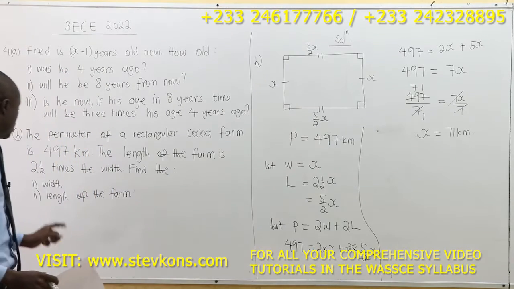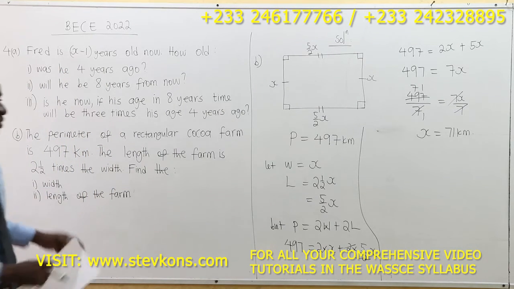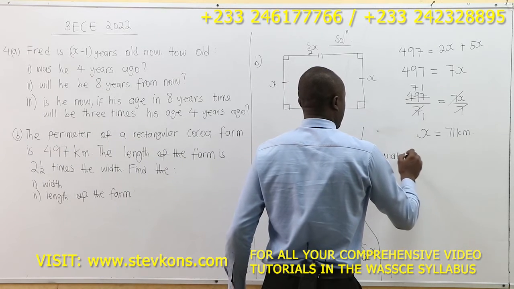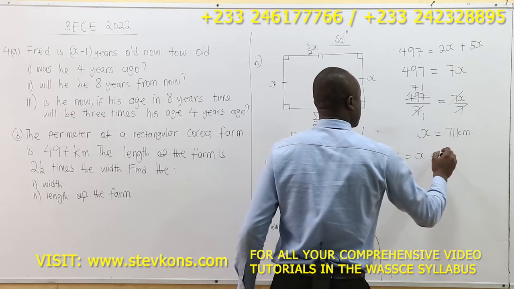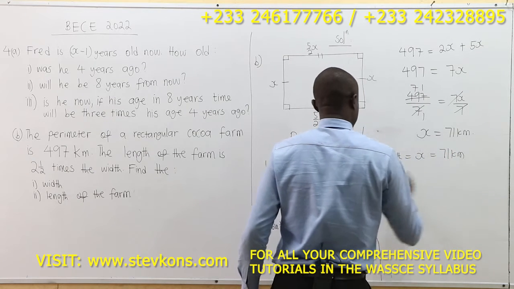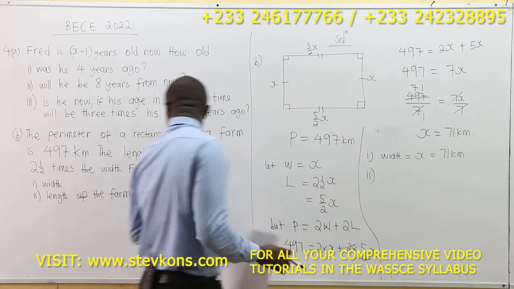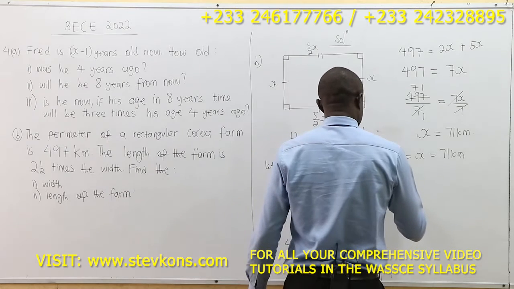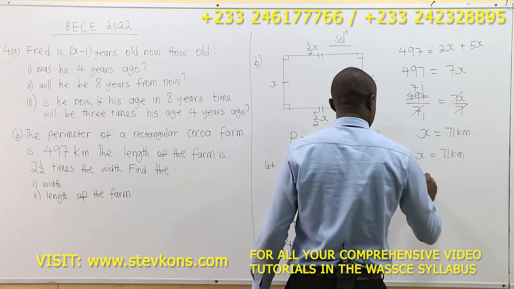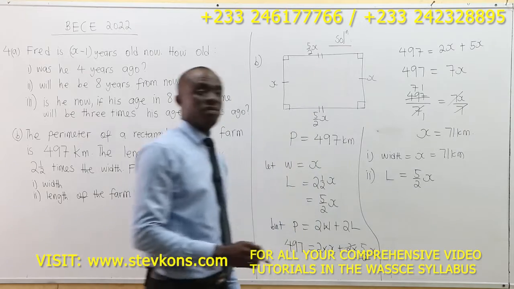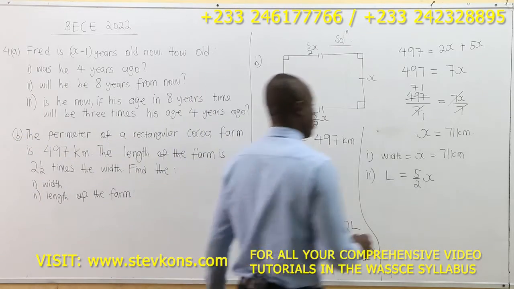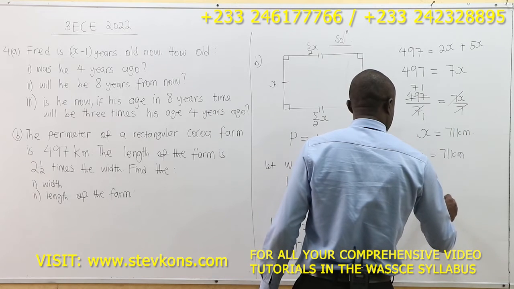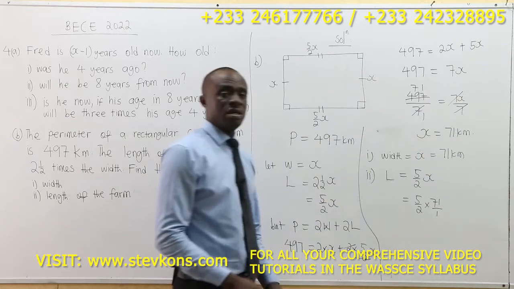Now the question says to find, one, the width. So one, the width is X, which is 71 kilometers. Two, the length of the farmland. Now, what is the length of the farmland? The length of the farmland is 5 over 2X. What is our X? Our X is 71. So we have 5 over 2 times this 71, but this 71 you can write as 71 over 1.